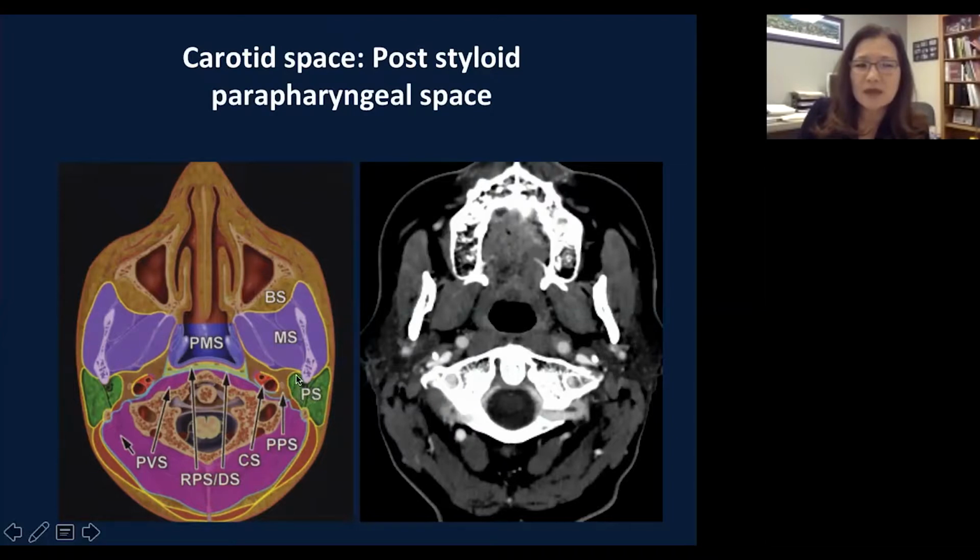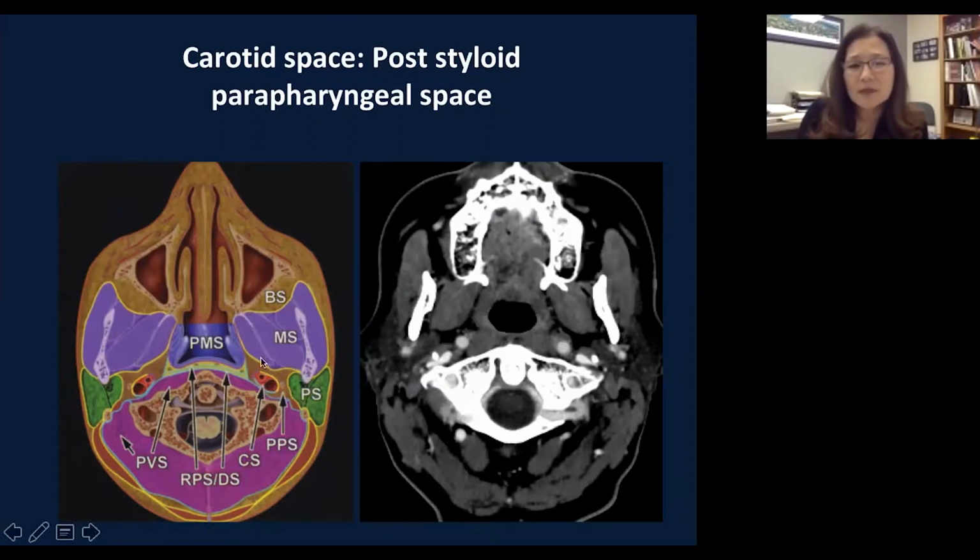The parotid gland or parotid space is behind the mandible, but very closely associated with the carotid space, which includes the internal carotid artery and internal jugular vein, as well as cranial nerves 9, 10, 11, as well as the parapharyngeal space, which is predominantly fat, including some minor salivary gland, lymphoid tissue, and nerve and vessel.